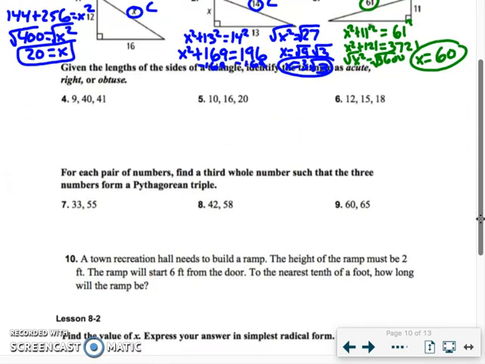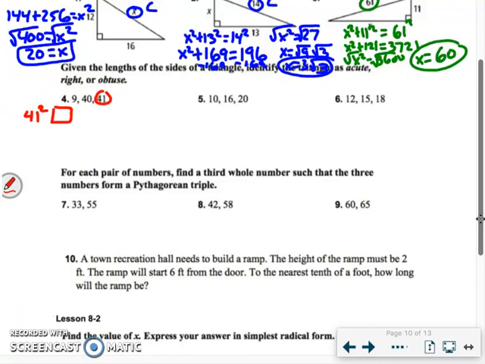These ones are talking about acute, right, or obtuse. So what we need to do is compare. We still find the biggest number as our C. The best thing you can do to help yourself for this one is put C first. In my classes, we talked about 41 squared being the first thing that you write down. And then we're making a comparison here. We don't know what to put, if it's an equal sign or a greater than or a less than. That's what we're checking for this time.